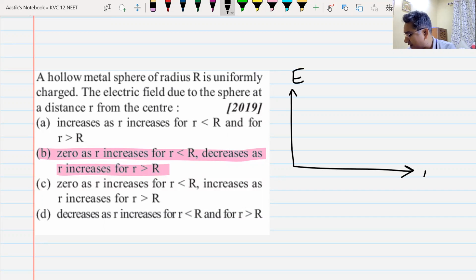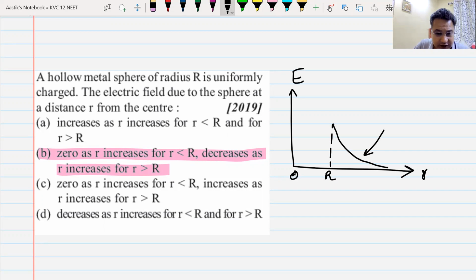You could not understand it. Well, then only God will help you. And I will pray every day that God helps you and keeps you safe. This is the answer. 0 from here to here. From 0 to capital R, it is 0. After that, it decreases. The only option which tells us this is option number B, my dear friends. So, my dear friends, B is the correct answer. Can I move forward in life?